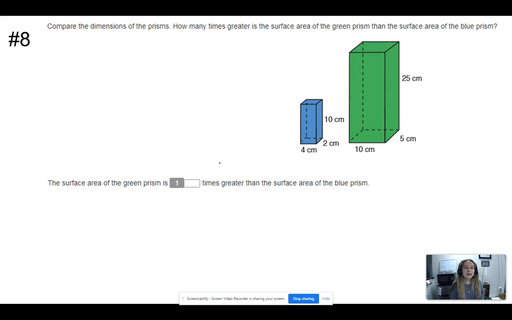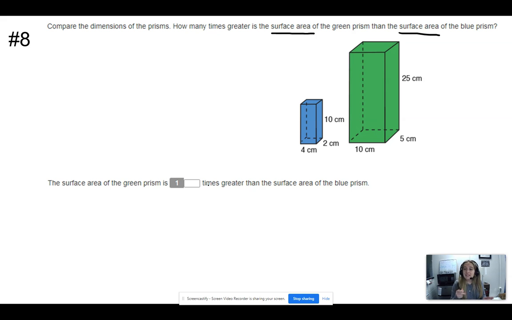Okay, compare the dimensions of the prisms. How many times greater is the surface area of the green prism than the surface area of the blue prism? So you're going to find out how many times greater the surface area of the green prism is than the blue prism. Okay, go ahead, pick your answer.